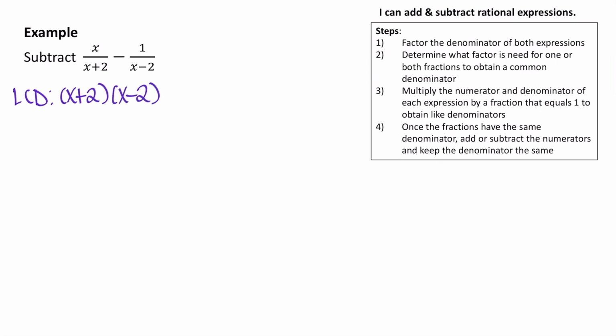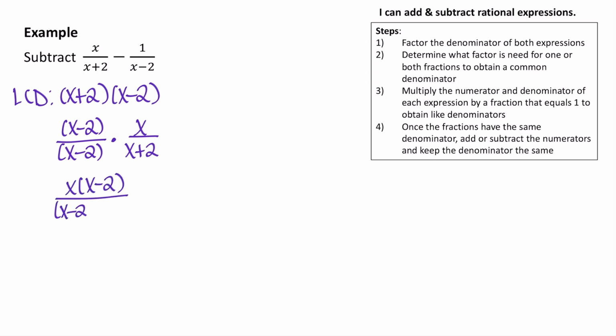my least common denominator. So to obtain that least common denominator on the left fraction, I need to multiply by x minus 2 over x minus 2. And so when I do that, I get x times x minus 2 over x minus 2 times x plus 2. So I'm going to go ahead and distribute that x. So I have x squared minus 2x over x minus 2 times x plus 2.